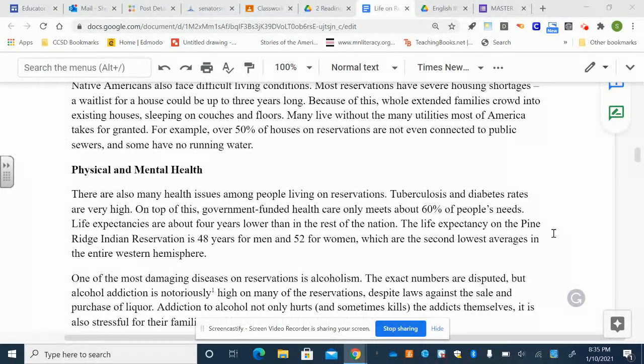Physical and mental health. There are also many health issues among people living on reservations. Tuberculosis and diabetes rates are very high. On top of this, government-funded health care only meets about 60% of people's needs. Life expectancies are about 4 years lower than in the rest of the nation. The life expectancy on the Pine Ridge Indian Reservation is 48 years for men and 52 for women, which are the second lowest averages in the entire Western Hemisphere.